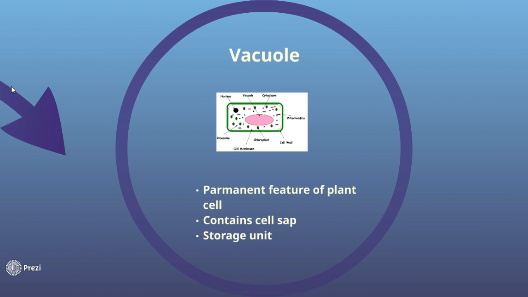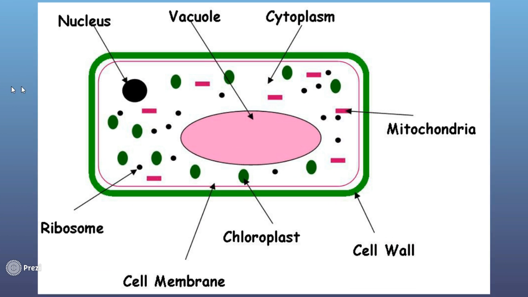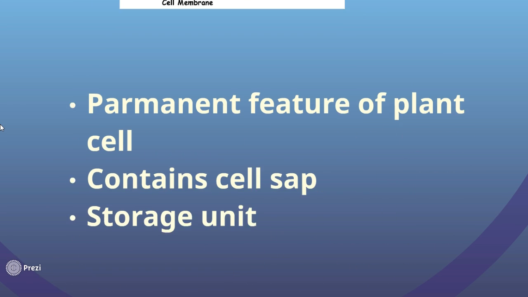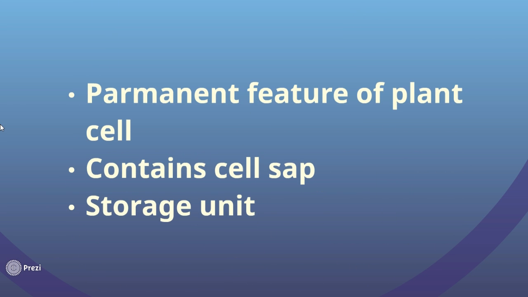The vacuole is an organelle which is sometimes also present in an animal cell, but is a permanent feature of plant cell. The vacuole contains substance called the cell sap, which is a mixture of carbohydrates and basically acts as a storage unit of a cell.